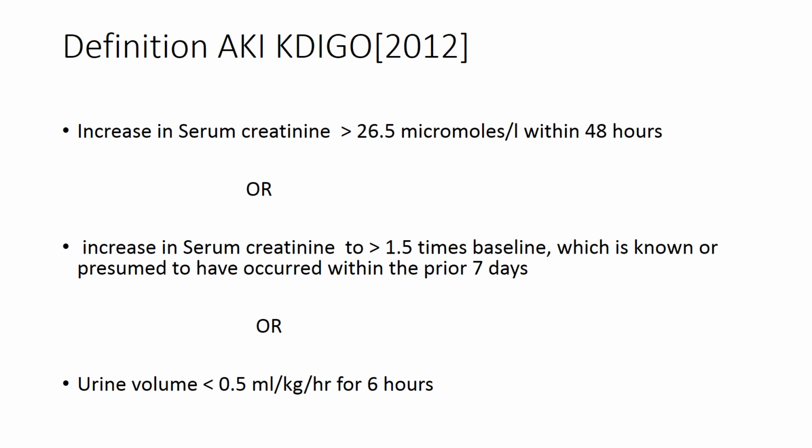So according to the 2012 KDIGO AKI definition, AKI is said to be present if you get an increase in serum creatinine of more than 26.5 micromoles per liter. That must occur within the first 48 hours. That's from the AKIN criteria. Or if you have an increase in serum creatinine of greater than 1.5 times the baseline, which is known or may be presumed to have occurred within the prior 7 days. That's from the original RIFLE criteria. Or indeed, if you have urine output that's less than 0.5 mL per kg per hour for more than 6 hours.